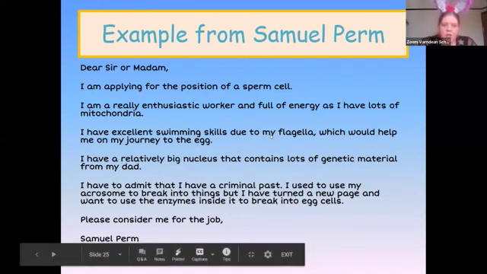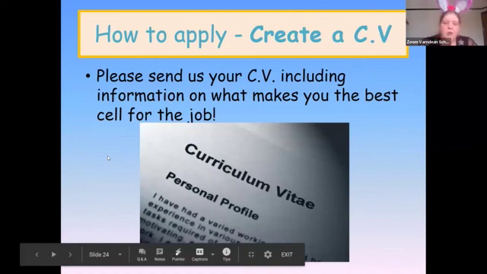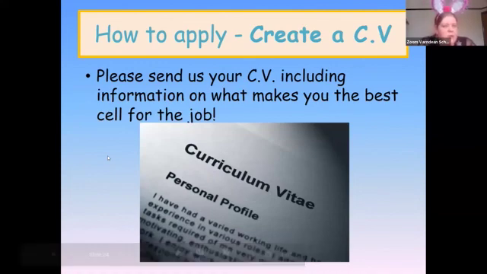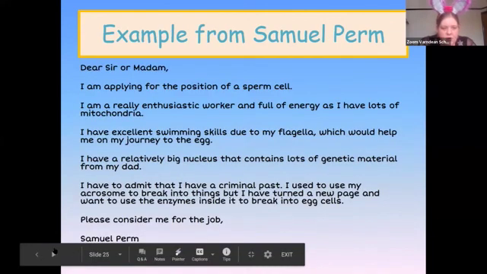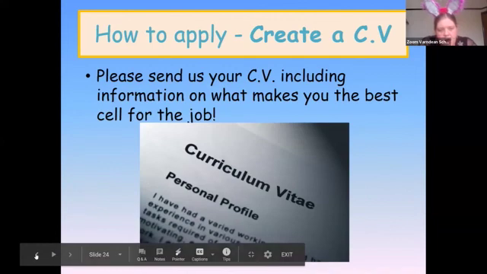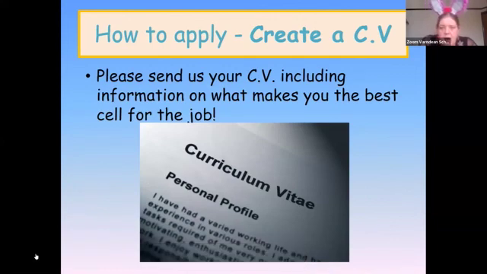So one of your little tasks, if you get time to do it, would be to write a little CV for a specialised cell. You may want to research that cell, find a bit more information than I've given you, but what would make it the best for that job? You could use the sperm, you could use xylem, phloem, root hair cell, any of those sort of things that you fancy using. Okay, and I'm going to leave that little slide up there.